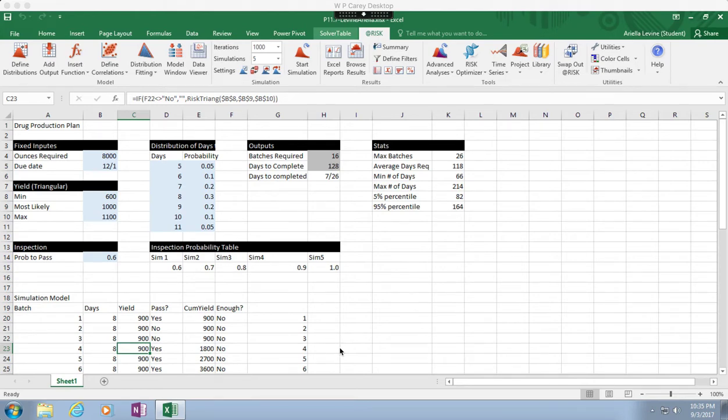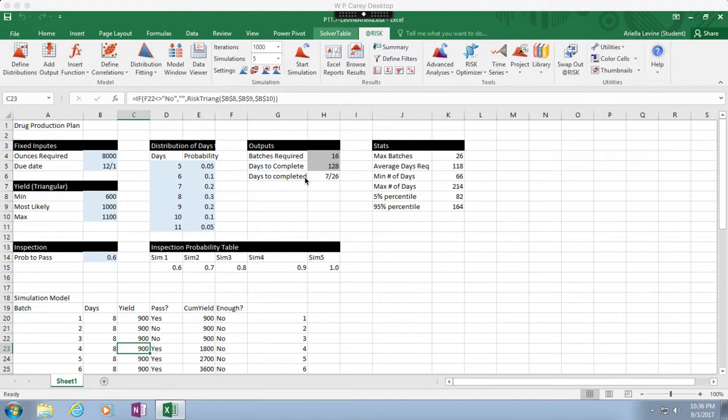This is my problem 3 homework assignment. I've chosen to do problem 11.7 from the textbook, which is largely based on a lot of the information provided in example 11.3. The only difference is a sim table. They want us to change the inspection probabilities to pass and determine what kind of impact that has on the outputs, the batches required, the days to complete, and when we need to start production.